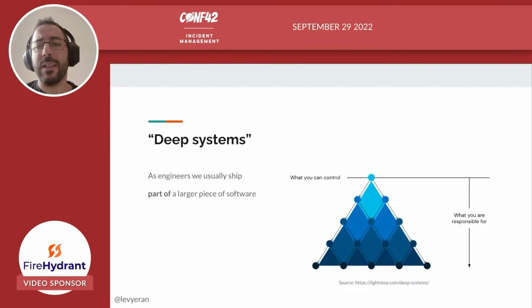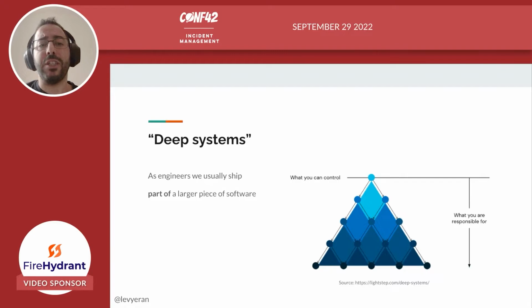You can see that as your service scales, you need to be responsible for a deep chain of other services that this service actually depends on. This is what it means. We are maintaining deep systems. Obviously, microservices and distributed systems are deep.